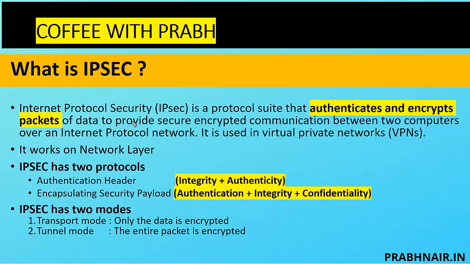AES, Advanced Encryption Standard. Most of the time they ask what is the thin line difference between AH and ESP. AH offers integrity and authenticity, whereas ESP offers all three. IPsec works in two modes, transport mode and tunnel mode. Transport mode is used by the user where only the data is encrypted. In tunnel mode, the entire packet is encrypted, including your address and everything. Transport mode is also called end-to-end encryption, and tunnel mode is called link layer encryption.